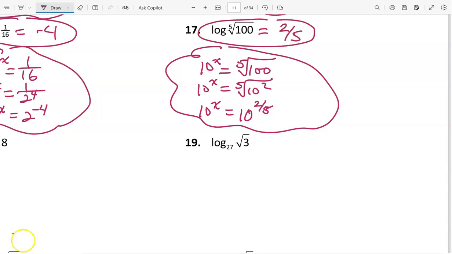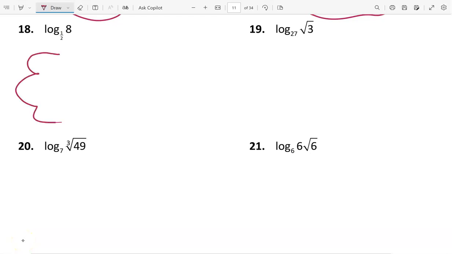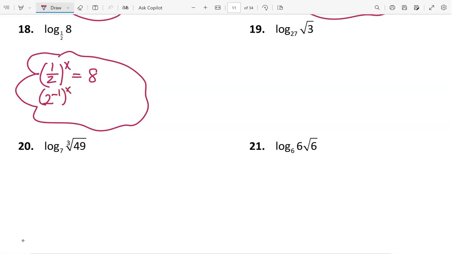For number 18, log base 1/2 of 8. I need to be thinking my base is 1/2, the exponent is unknown, and the result is 8. So 1/2 is 2 to the -1 power, and 8 is 2 to the 3rd power. So 2 to the -x is equal to 2 to the 3rd power, so that means that x is going to be -3, and the value of this logarithm is -3.